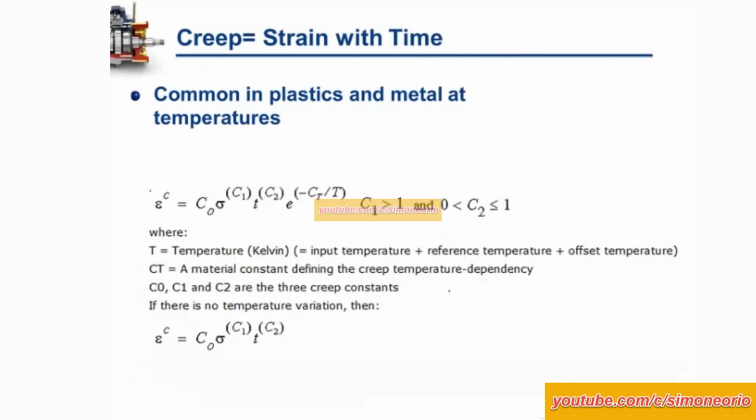Well, here we go. So this is the strain due to creep, and we have three constants. And you can get this from physical test data, or beg your suppliers for it, or spend a fair amount of time on Google, but the constants are available.